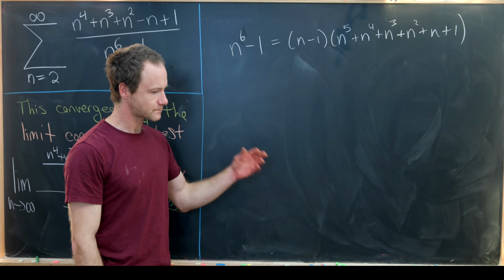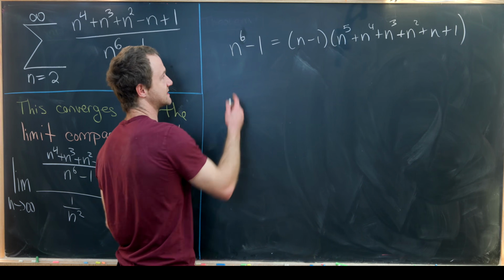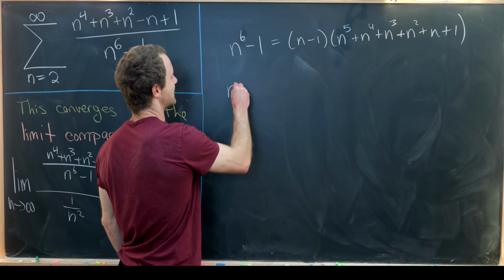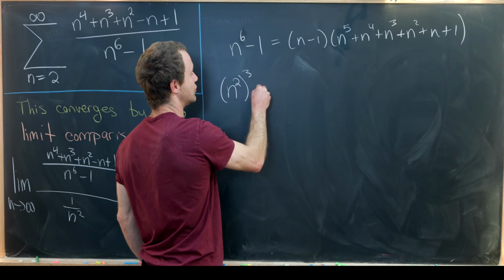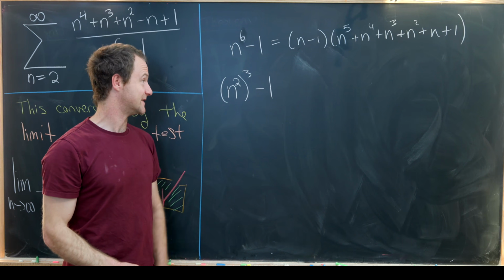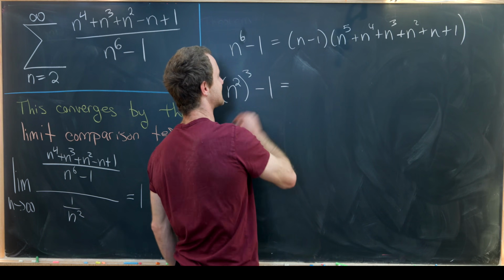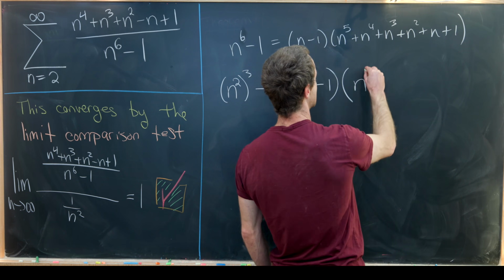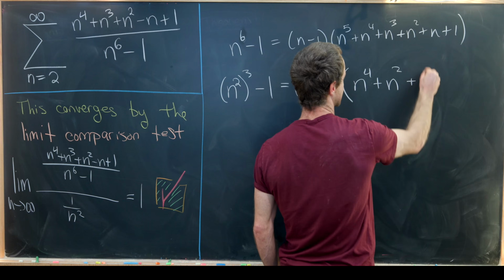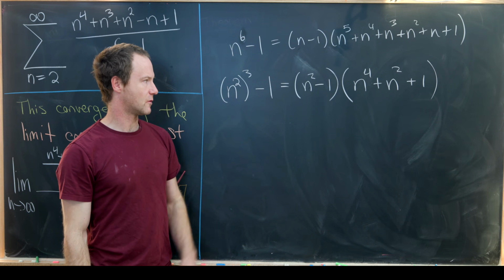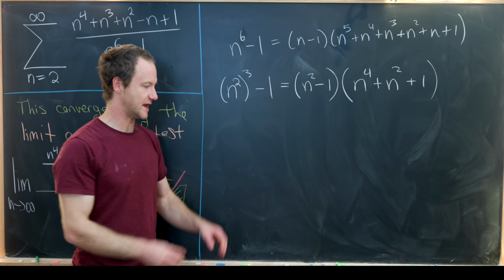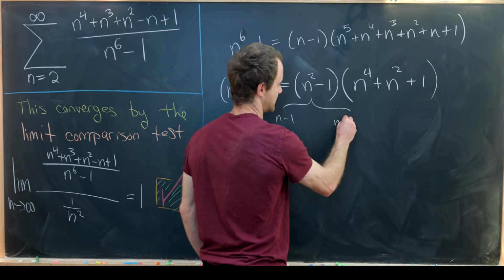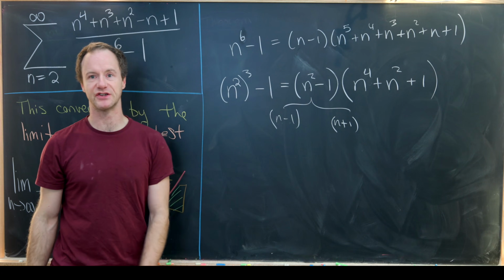Furthermore, this sum n to the fifth down to 1 is probably a little bit too hard to work with on its own. The next thing we'll do is notice that 6 is equal to 2 times 3. So we can think about this as n squared cubed minus 1 and then use the difference of cubes formula. That tells us this thing factors like n squared minus 1 times n to the fourth plus n squared plus 1. Now, this is maybe a little more helpful because this n squared minus 1 in turn factors into n minus 1 times n plus 1.